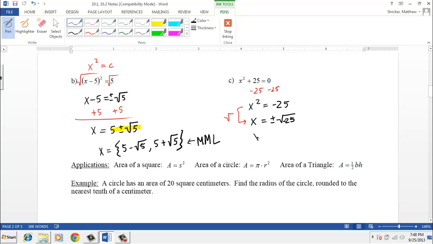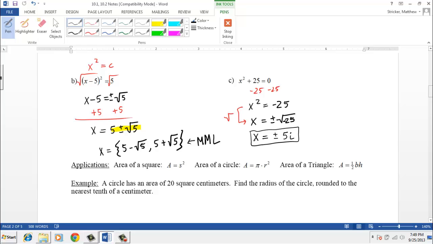Now luckily, we talked about last chapter how to deal with square roots and negatives, and this we know we have to pull the i out in addition to the 5. So this is going to be plus or minus 5i. It's two complex solutions, or two imaginary solutions. So there we go, there's your answer.